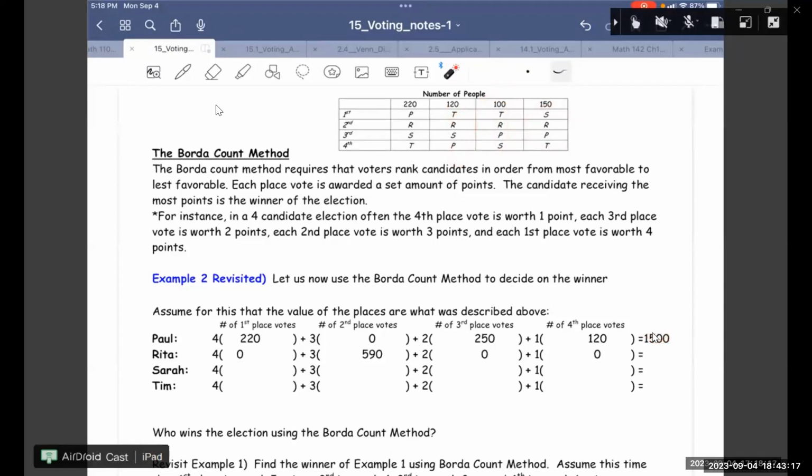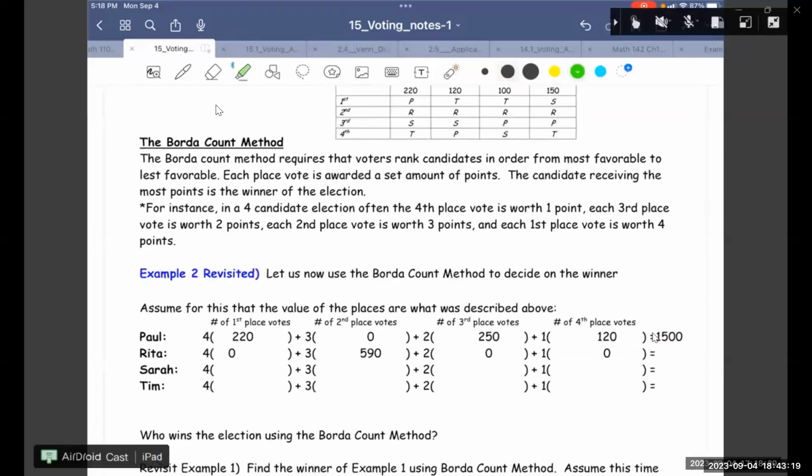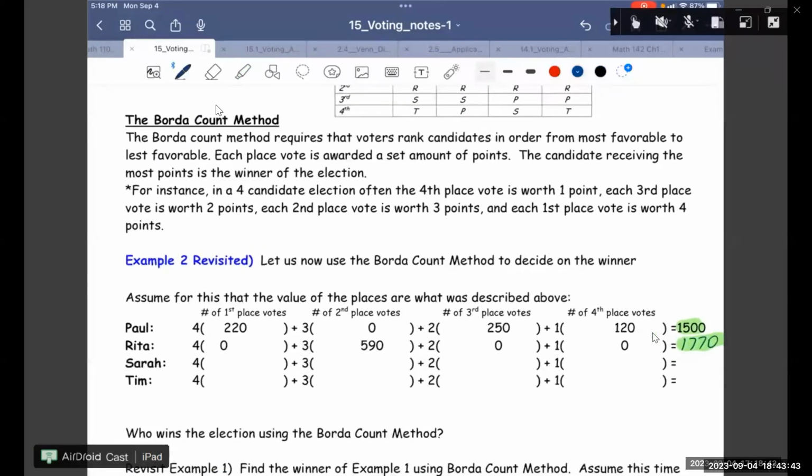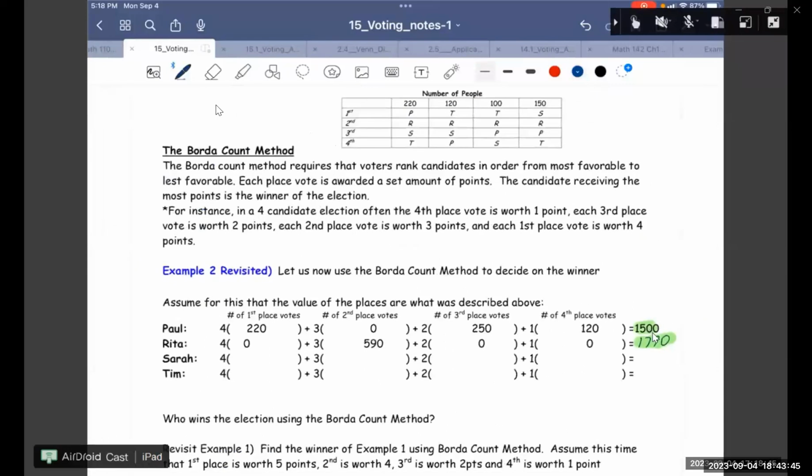So that's 1500. And then for Rita we got 1770. So we add all this up. Now for Sarah, we can see it. Sarah for the first.